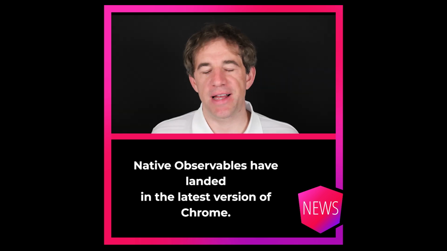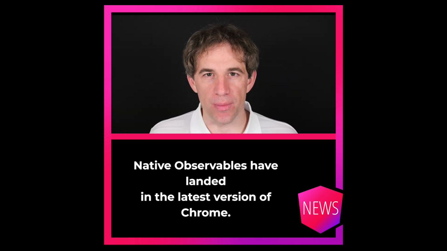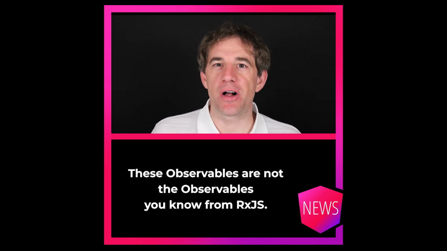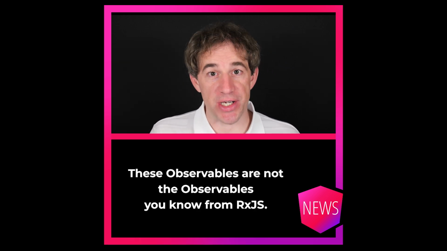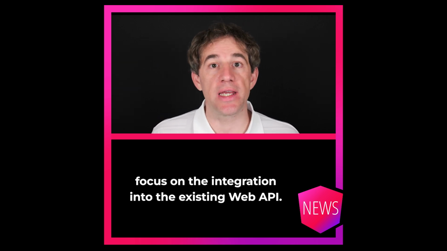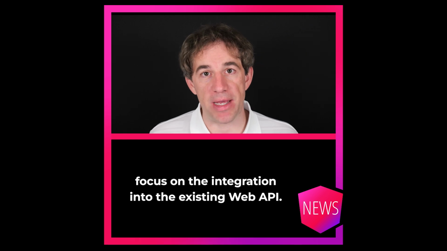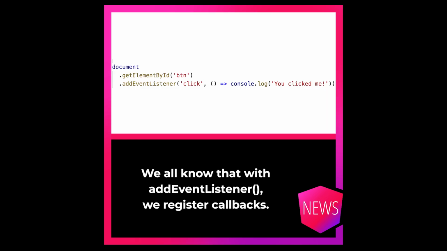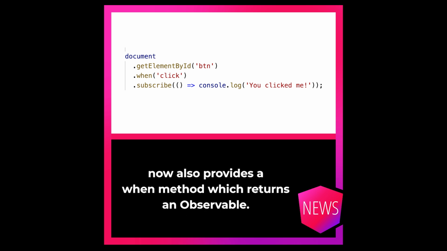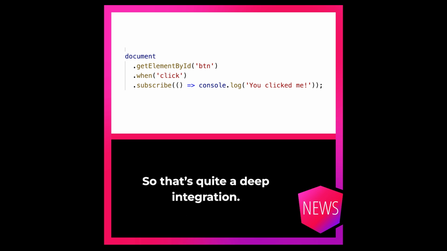Native observables have landed in the latest version of Chrome, that's 135, but careful. These observables are not the observables you know from RxJS. But before we dive into the differences, let's first focus on the integration into the existing web API. We all know that with addEventListener, we register callbacks. With observables, the same object or element that provides the addEventListener now also provides a when method, which returns an observable. So that's quite a deep integration.